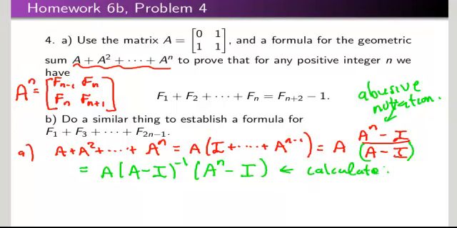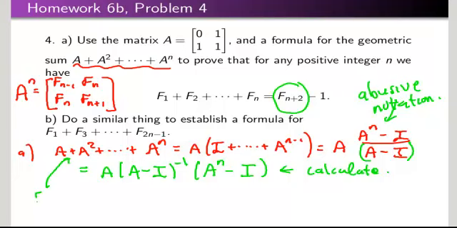You know how to find the inverse of a 2 by 2 matrix. So you just calculate that and then just multiply it out. And you should get something where this term here is going to pop up. And so you just paste it together. And then look at the left side.